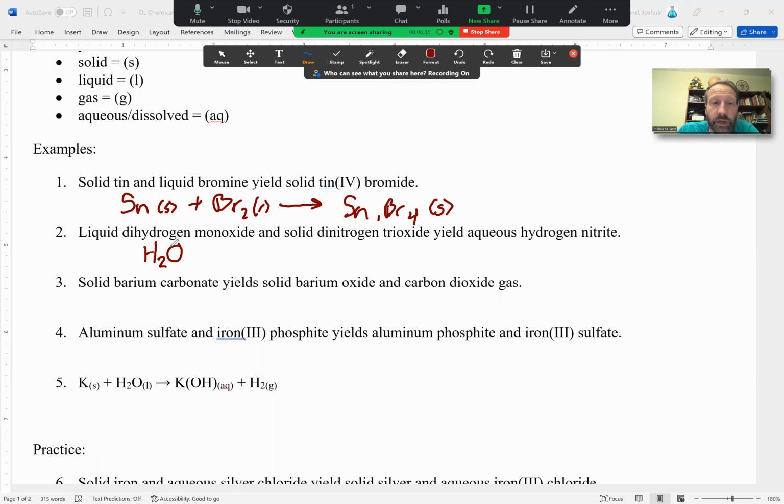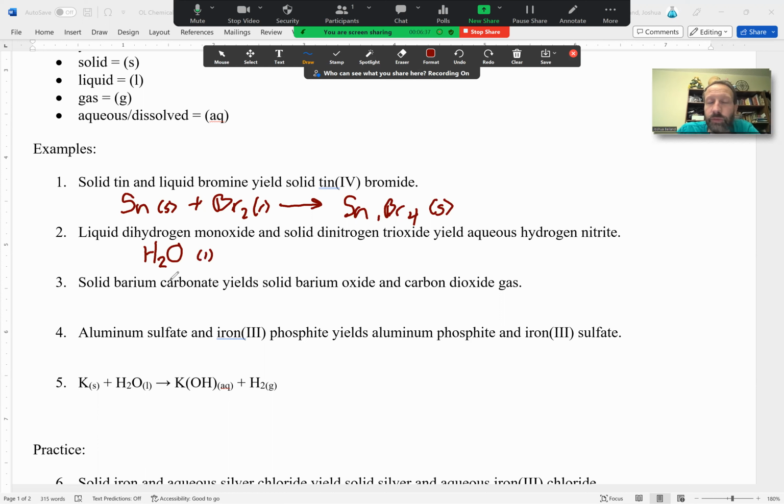Monoxide, 1 oxygen. And then it told me it was liquid, so I'll put a little L there. And then it says di. Ooh, I have prefixes again. Must be covalent. No crisscross, just covalent. Just use the prefixes. Nitrogen is a dinitrogen. Oxide's a trioxide. So there we go.